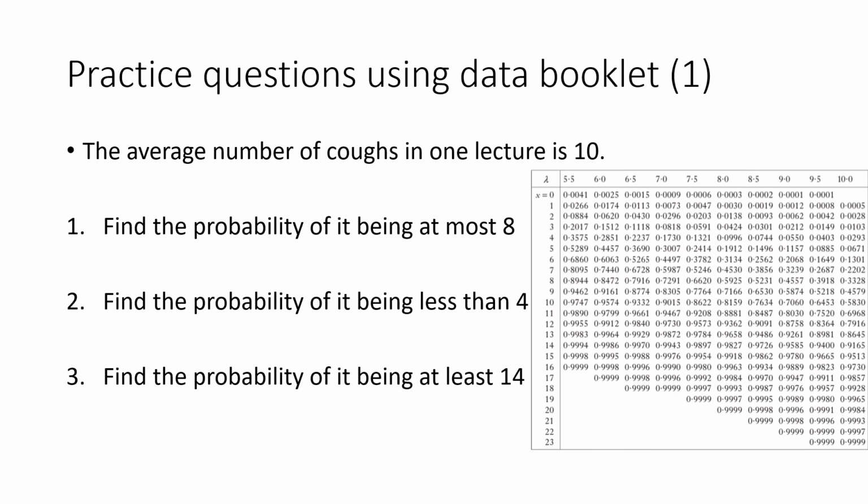Try the following questions yourself. The average number of coughs in one lecture is 10. Find the probability of it being at most 8. So, probability of x being less than or equal to 8 is what we're trying to find. Our lambda is 10. 10 coughs per lecture is the average number. So we just go along the table. 10 is all the way here, and we want to find x is equal to 8. So that is this number here. So that's 0.3328.